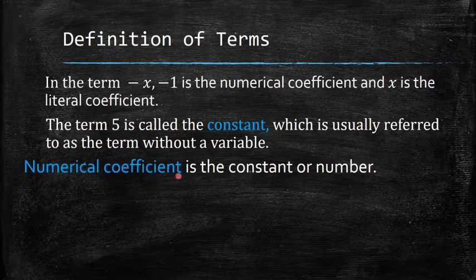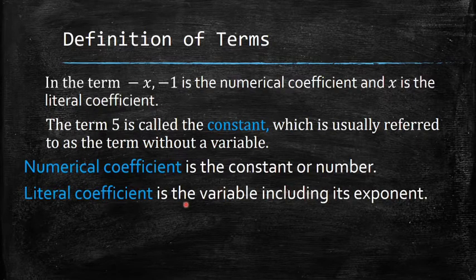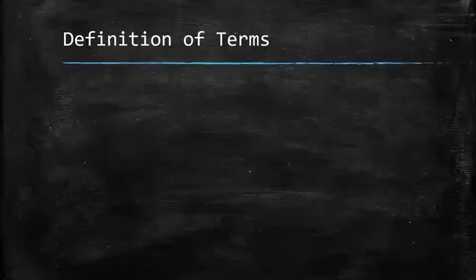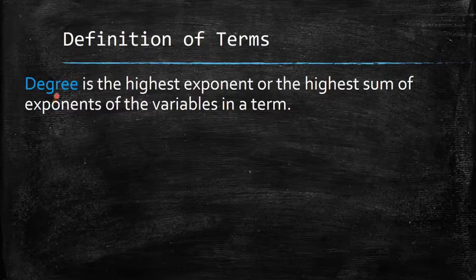Numerical coefficient is the constant or number, while literal coefficient is the variable including its exponent. So the word coefficient alone is referred to as the numerical coefficient. Take note of that. We have here also the term degree. So what do we mean by degree? Degree is the highest exponent or the highest sum of the exponents of the variables in a term.